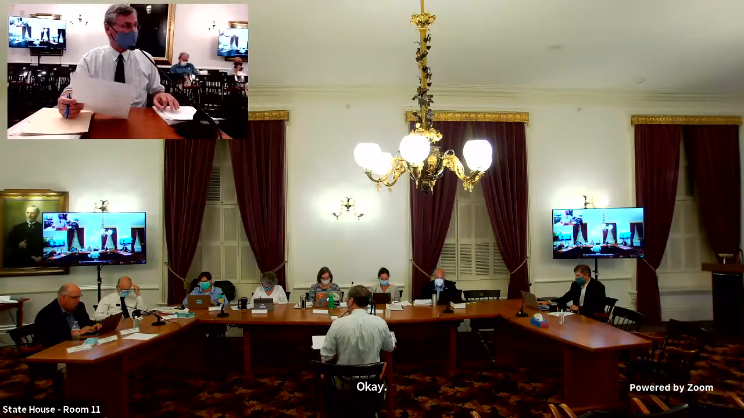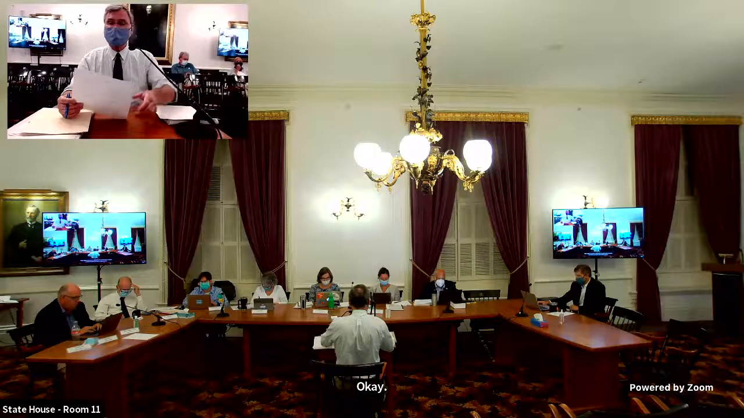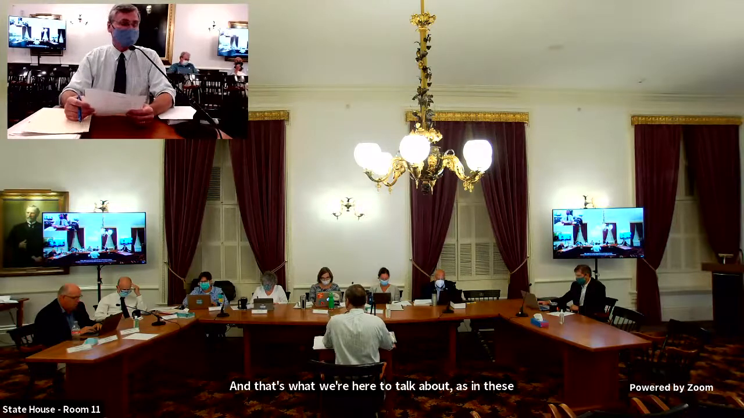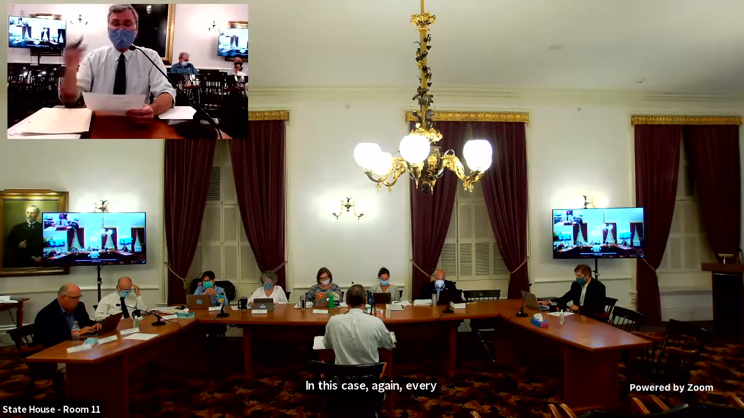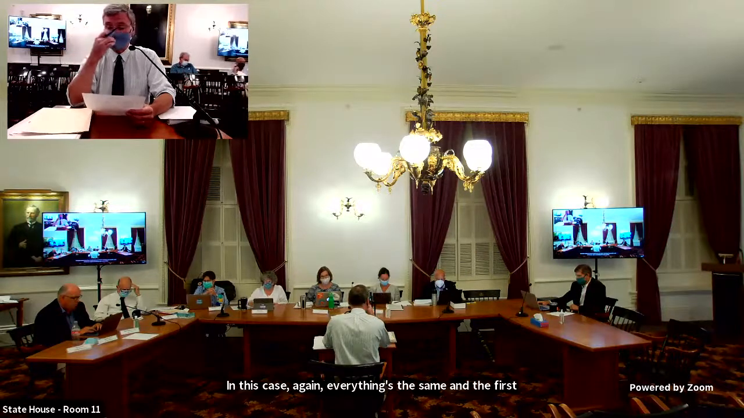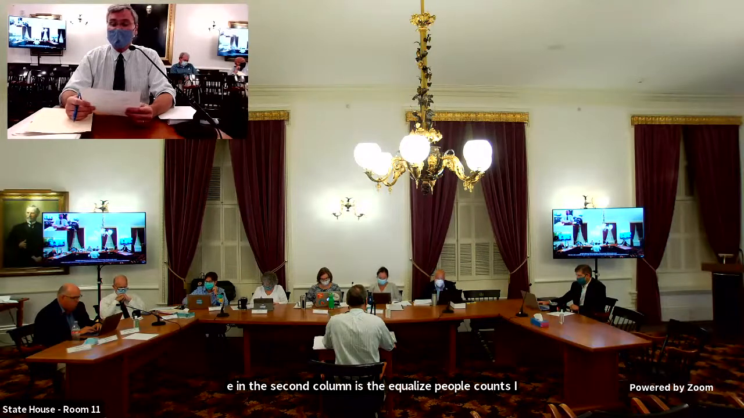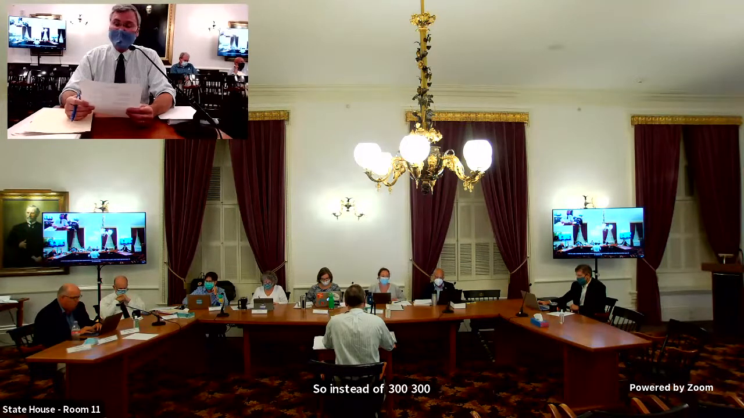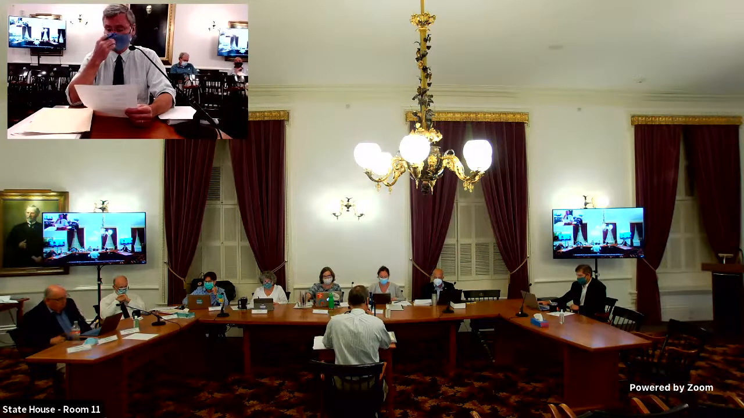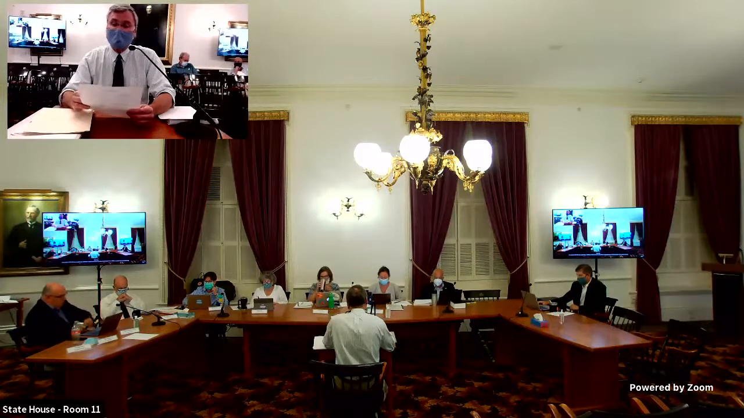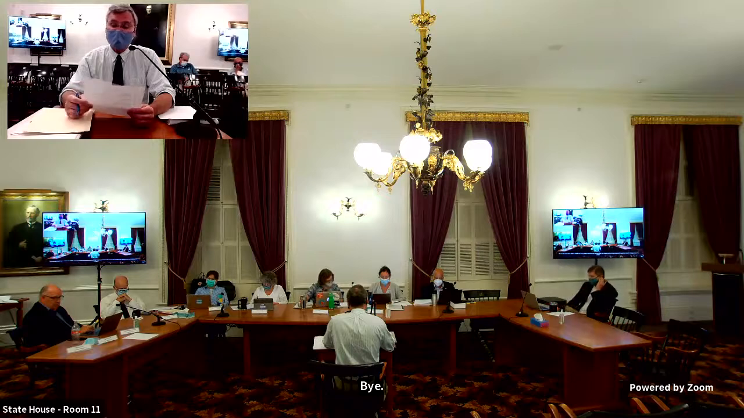And then the last page is what we're here to talk about in these meetings, equalized pupil count. In this case, again, everything's the same in the first column. In the second column, the equalized pupil counts, I pushed them up by 10. So instead of 300, you're at 310. The spending per pupil drops from 15,844 to 15,332. So it's a drop of just over $500 per equalized pupil. That impacts the tax rate by dropping it from the equalized rate on line 7 from $1.40 to about $1.35.